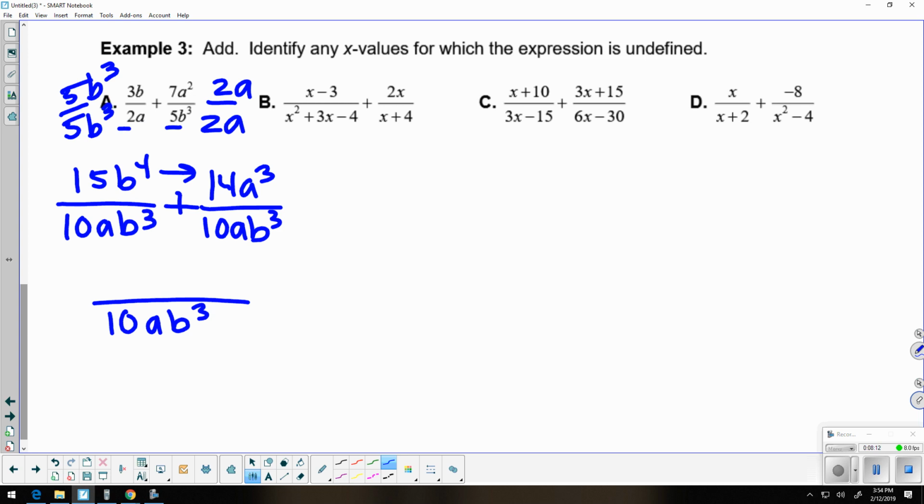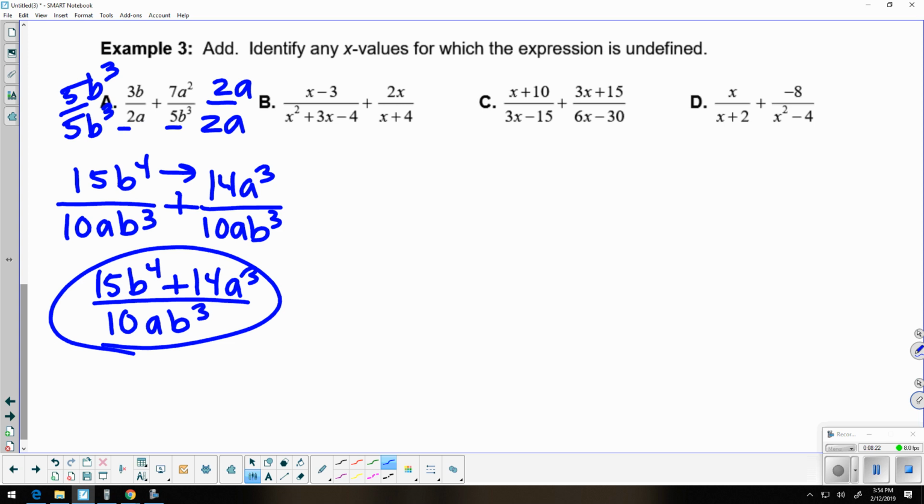But we're not actually going to add these two because, well, they're not like terms. It's a b to the 4th and then a cubed. So it's just going to stay as one giant fraction, just like this, 15b to the 4th plus 14a cubed, and that's all over 10ab cubed. Okay, so we got our solution.